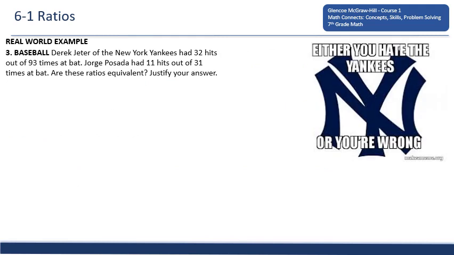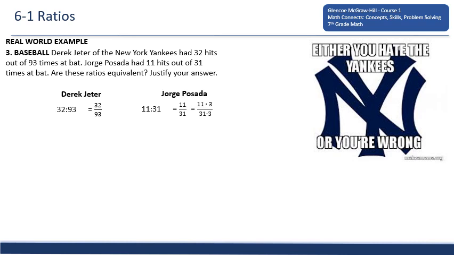Real world example, baseball. Derek Jeter of the New York Yankees had 32 hits out of 93 times at bat. Jorge Posada had 11 hits out of 31 times at bat. Are these ratios equivalent? And justify your answer. So Derek Jeter, 32 hits out of 93 at bats, equals 32 over 93. And Jorge Posada, 11 hits out of 31 at bats, or 11 over 31.